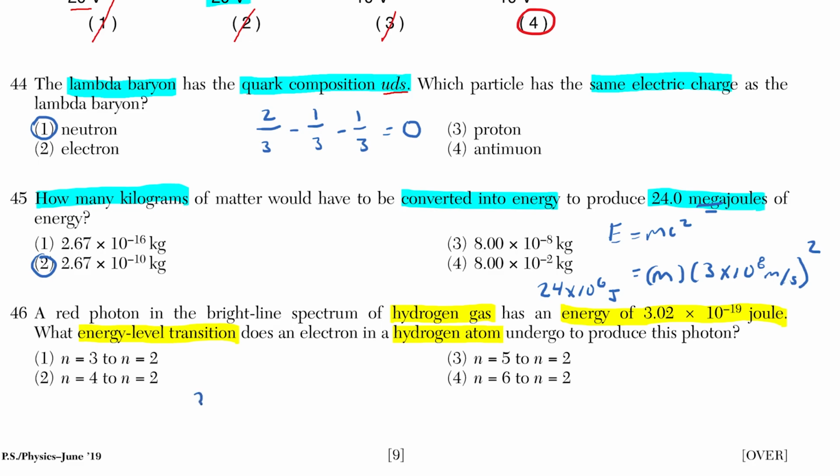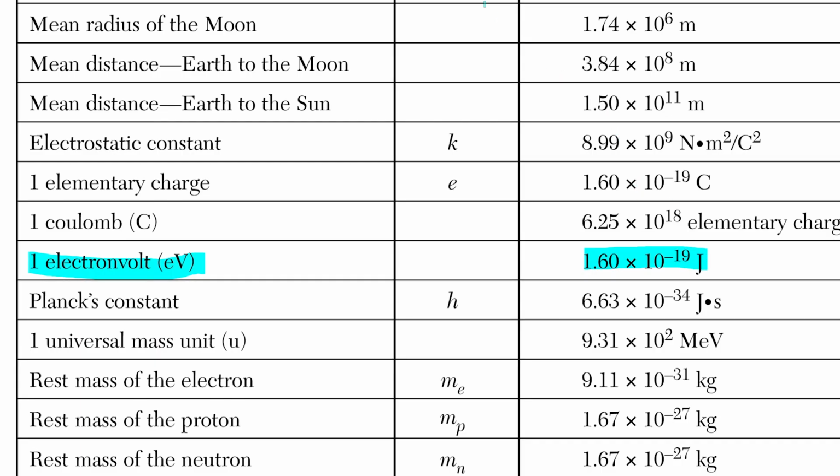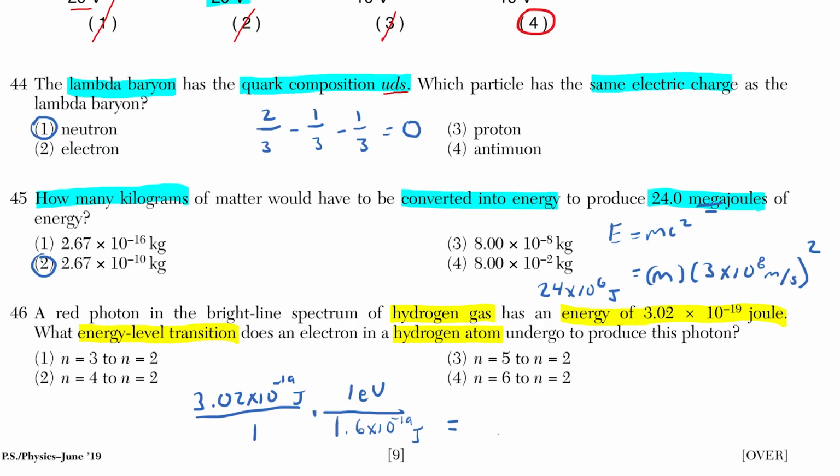Let's set this up. 3.02 times 10 to the negative 19 joules. 1 electron volt is equal to 1.6 times 10 to the negative 19 joules, right there on your reference table. This yields an energy in electron volts of 1.89 eV. Now what we have to do is use E is equal to Ei minus Ef. The energy of a photon is equal to the difference between those energy levels. And we just check each transition to find one that gives us 1.89.